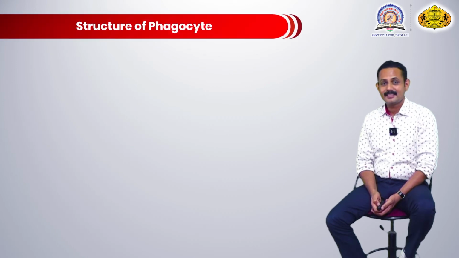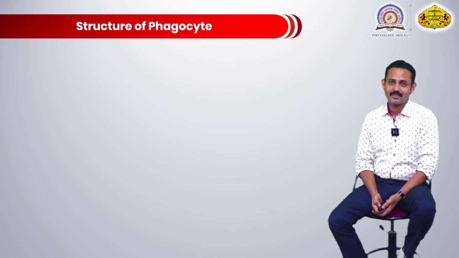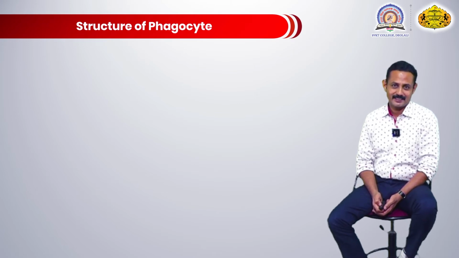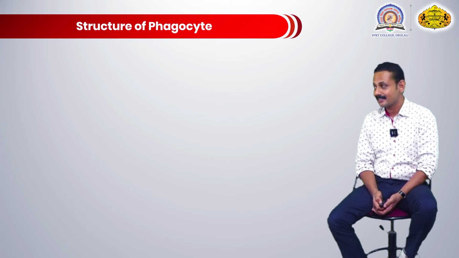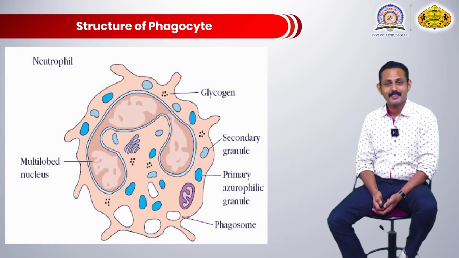Now, in this slide, let us see the detailed structure of phagocytes, how they actually look internally as well as externally here. So this is the structure of phagocytes. The cell doesn't have a specific type of shape.